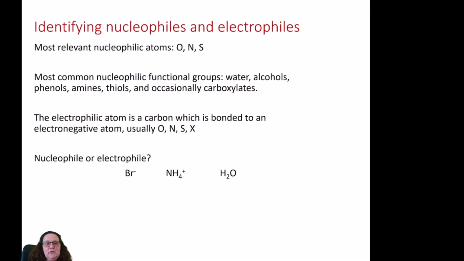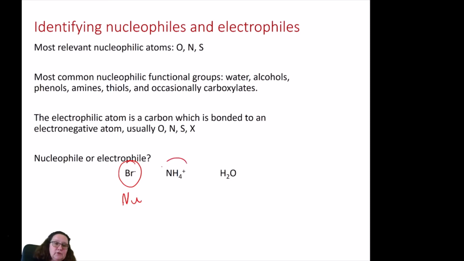I hope you stopped the video and had a go at this little exercise. The first ion, bromide anion. Well, the bromine has a negative charge, so it's clearly electron rich. So it's going to be able to donate that electronic charge. So it will behave as a nucleophile.